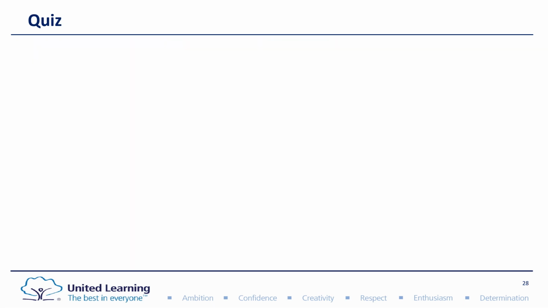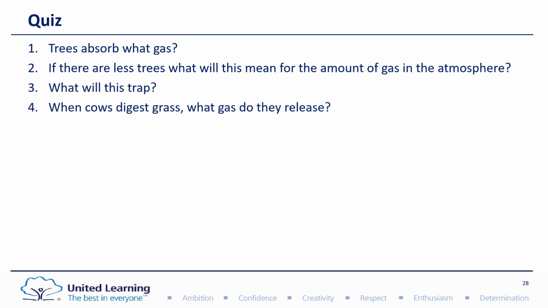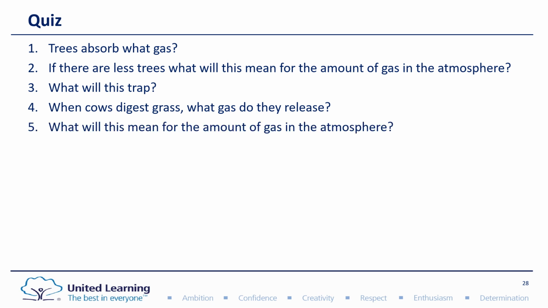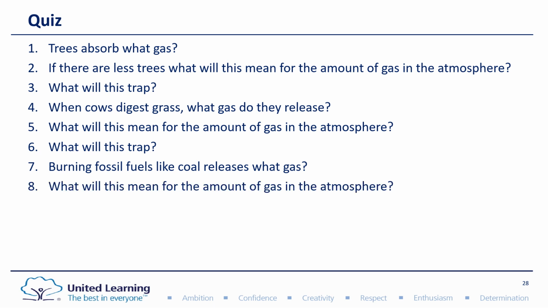Right, just got a little quiz for you now, guys. Question 1: Trees absorb what gas? Question 2: If there are less trees, what will this mean for the gas in the atmosphere? Question 3: What will this trap? Question 4: When cows digest grass, what do they release? Question 5: What will this mean for the amount of gas in the atmosphere? Question 6: What will this trap? Question 7: Burning fossil fuels releases what gas? Question 8: What will this mean for the amount of gas in the atmosphere? Question 9: What will this trap? Hopefully you're seeing the pattern. Pause it there, have a go at answering the questions.